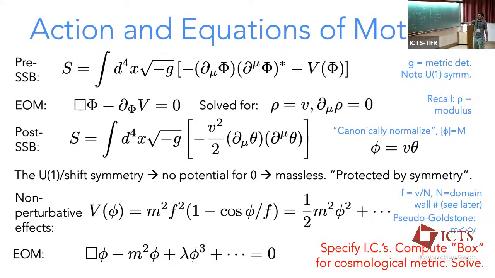Right, so now we've got an action for the field phi, the axion-like particle, and we can work out what the equation of motion for that is. It's box phi minus m squared phi plus lambda phi cubed plus ... equals 0. So now the game is just specify the initial conditions, work out what box is for the cosmological metric, and solve.